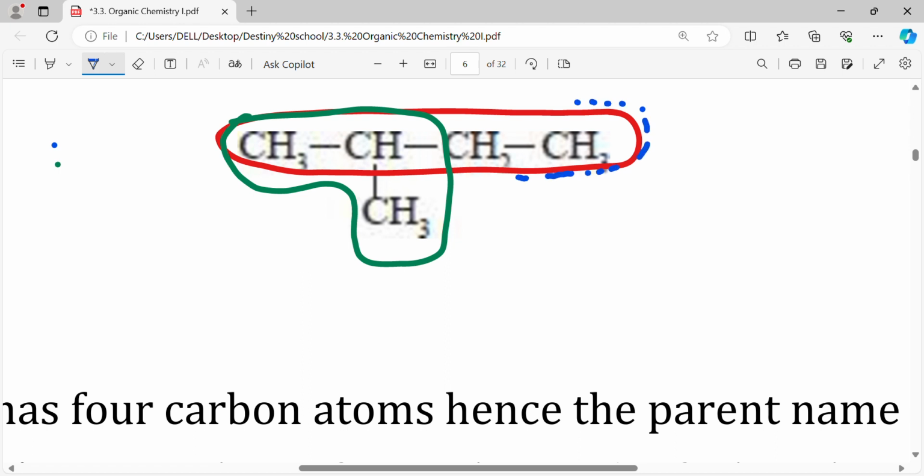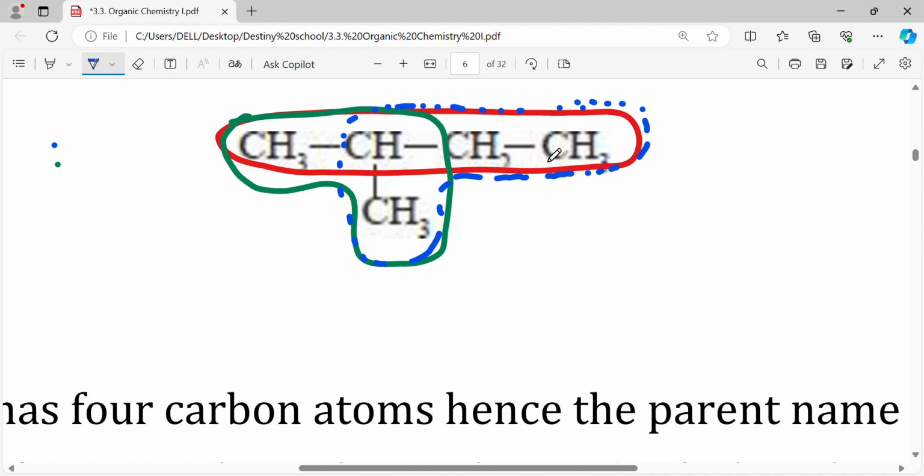Then lastly, let's use a blue ink now. So I can also start from the other end, the other side. That is from our right hand side. So I can as well go up to that point, then I can basically join that. So these are now the three combinations that I have.